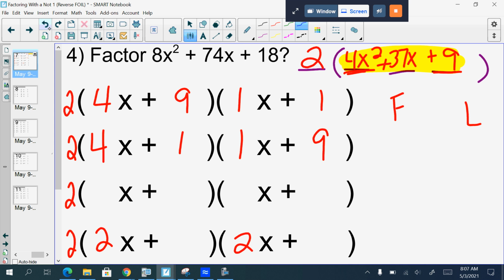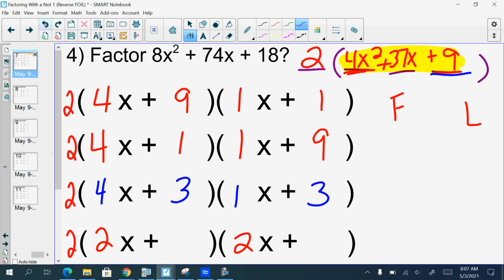But maybe it's 4x and 1x, but maybe think about other ways to get 9. Maybe it's 3 times 3. When these numbers are not prime, there's going to be a lot more combinations, okay? And again, as you do this more and more, hopefully you'll get better at it and get a little quicker at it. But let's keep going here.